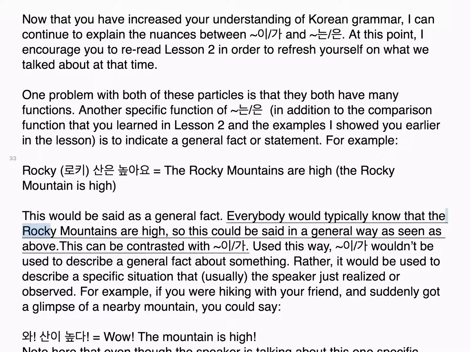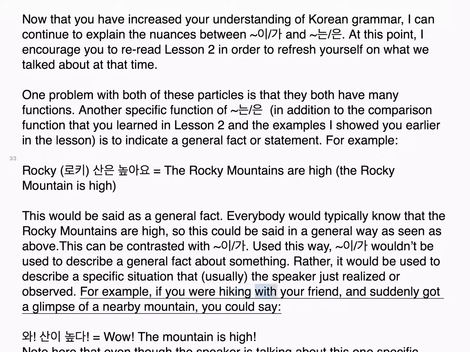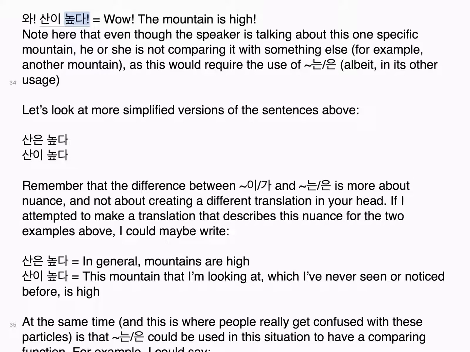Everybody would typically know that the Rocky Mountains are high, so this could be said in a general way as seen above. This can be contrasted with 이/가, used this way. 이/가 wouldn't be used to describe a general fact about something. Rather, it would be used to describe a specific situation that, usually, the speaker just realized or observed. For example, if you were hiking with your friend, and suddenly got a glimpse of a nearby mountain, you could say, 와, 산이 높다. Wow, the mountain is high. Note here that even though the speaker is talking about this one specific mountain, he or she is not comparing it with something else, for example, another mountain, as this would require the use of 은/는, albeit in its other usage.